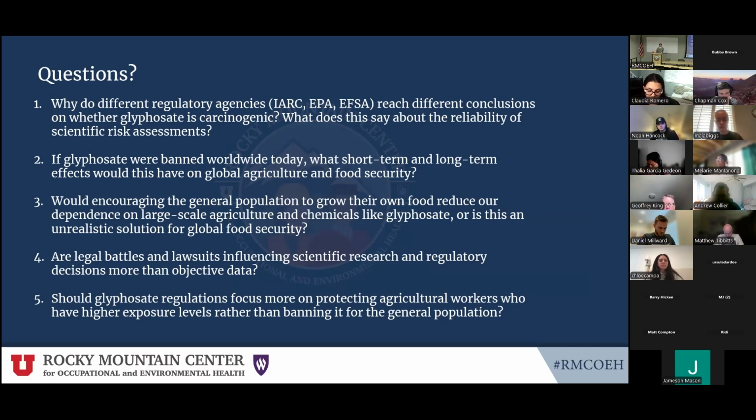Cool. So the first one I had is, why do regulatory agencies such as the IARC, the EPA, and the EFSA reach different conclusions on whether glyphosate is carcinogenic? And what does this say about the reliability of scientific risk assessments?